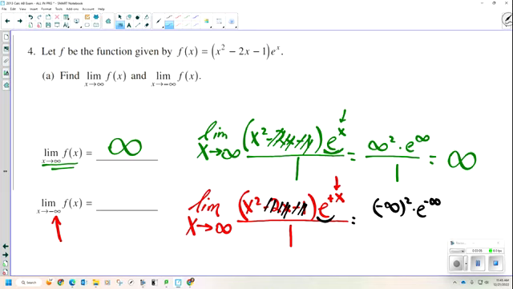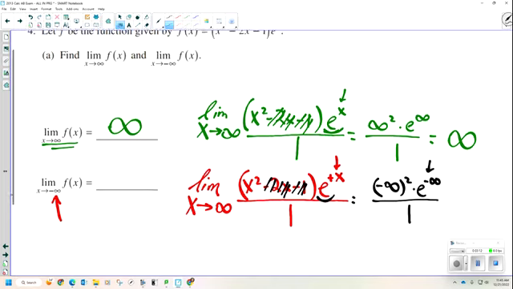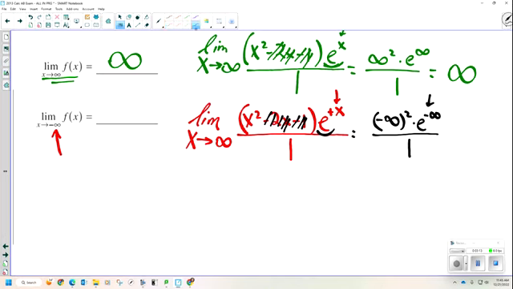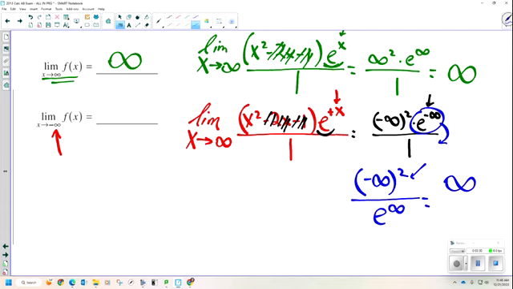This is what I'm talking about. You need to be careful right here. All right? Know your rules for exponents. So whatever the negative exponent is attached to is going to flip. So I have negative infinity, that's still squared, over e to, now it's the positive infinity, okay? If I square negative infinity, it just becomes infinity.